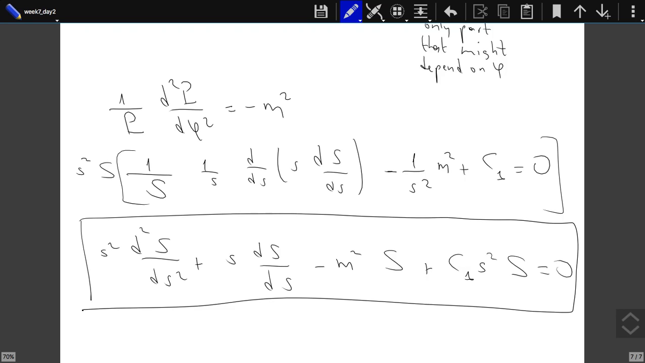Now let me change the question a bit. You see, the solution of this equation turns out to be Bessel's functions, etc. So I would rather avoid that.